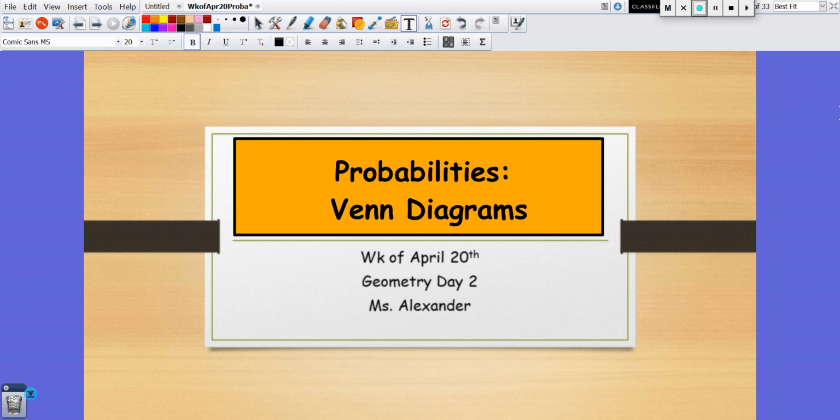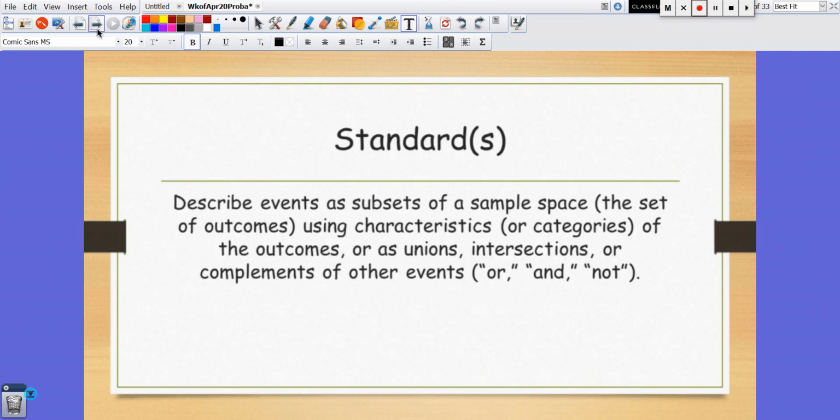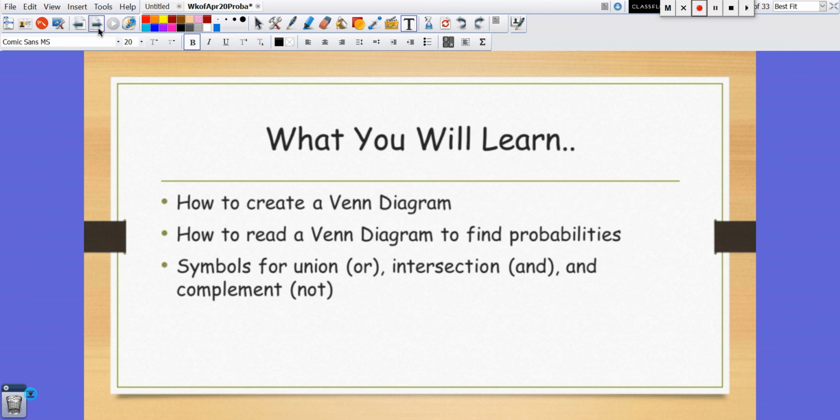Alright guys, we are on day 2, Venn diagrams. Today we're going to learn some more about N and R, how to create Venn diagrams to help us find probabilities, how to read a Venn diagram for probabilities, and what the symbols mean: union, which means or, intersection, which means and, and complement, which means not. I'll show you what those symbols are.